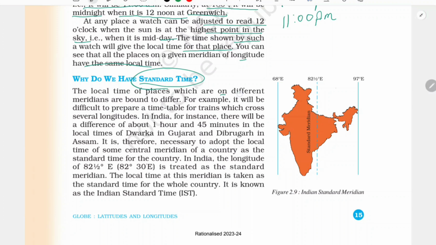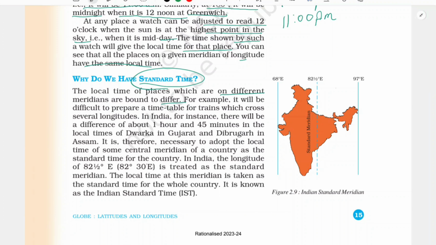The local times of places which are on different meridians are bound to differ. In India itself there is a difference between west and east, isn't it? Like in the eastern part the sun rises early, it is ahead of time, and in the western part it is late. So there is almost 1 hour and 45 minutes of difference.